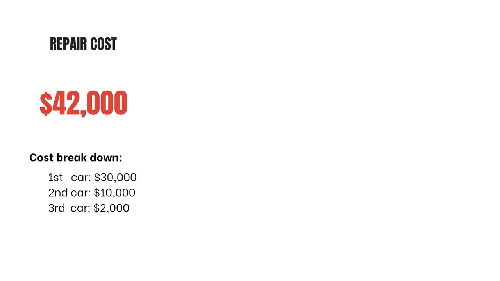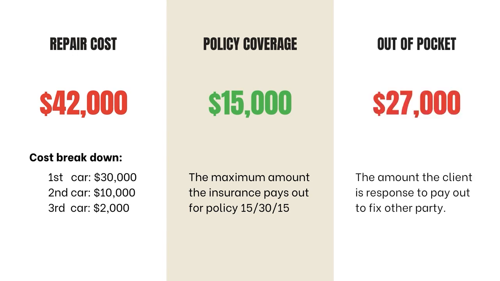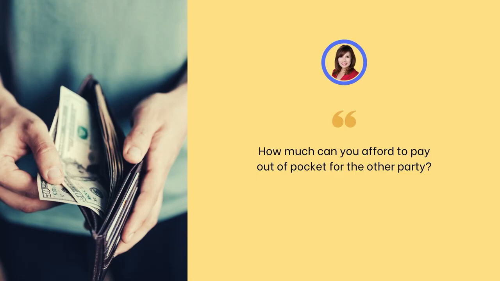To paint a picture, first car has a damage of $30,000. Second car, $10,000. Third car, $2,000. The total repair or replacement cost would be $42,000. If the coverage is only $15,000, the client will have to pay $27,000 out of pocket. Can your client afford or want to pay for that? If not, this is where they may want to pay a little extra for the additional coverage. So to help the client determine the right coverage, the question to ask is, if damage occurs to a vehicle and you are liable, how much can you afford to pay out of pocket for the other party?